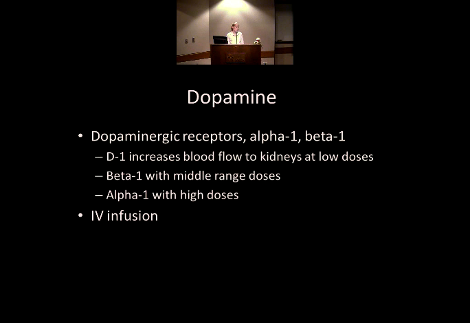You'll hear it called renal protective dosing, where we want to make sure the kidneys get good flow during surgery to maintain their function. It also has some alpha-1 effects at different dose ranges, so that's going to tighten up your pipes, increase your SVR. It also has beta-1 effects at middle range dosing, and that's going to increase your cardiac contractility. Beta-1, got one heart. It's also given as an IV infusion.